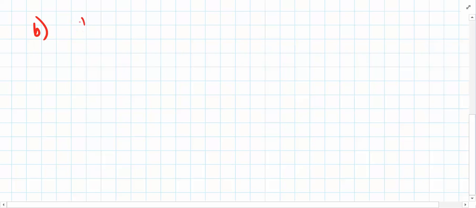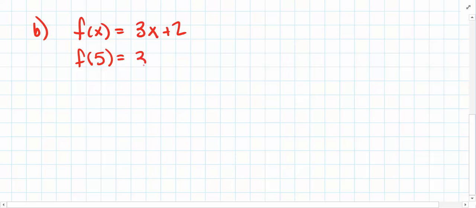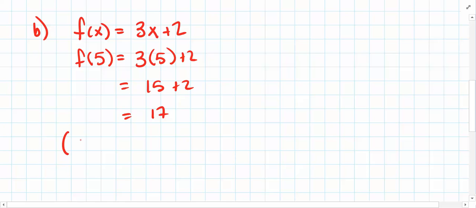Here's another way that we could represent a function. Let's say I have the function f of x is equal to 3x plus 2. This is a nice linear function, very simple. Follow along with me then. What would f of 5 be? That would mean 3 times 5 and then plus 2, which is 15 plus 2, and that would be 17. So f of 5 is 17. I could represent it as a relation or an ordered pair, 5 comma 17.